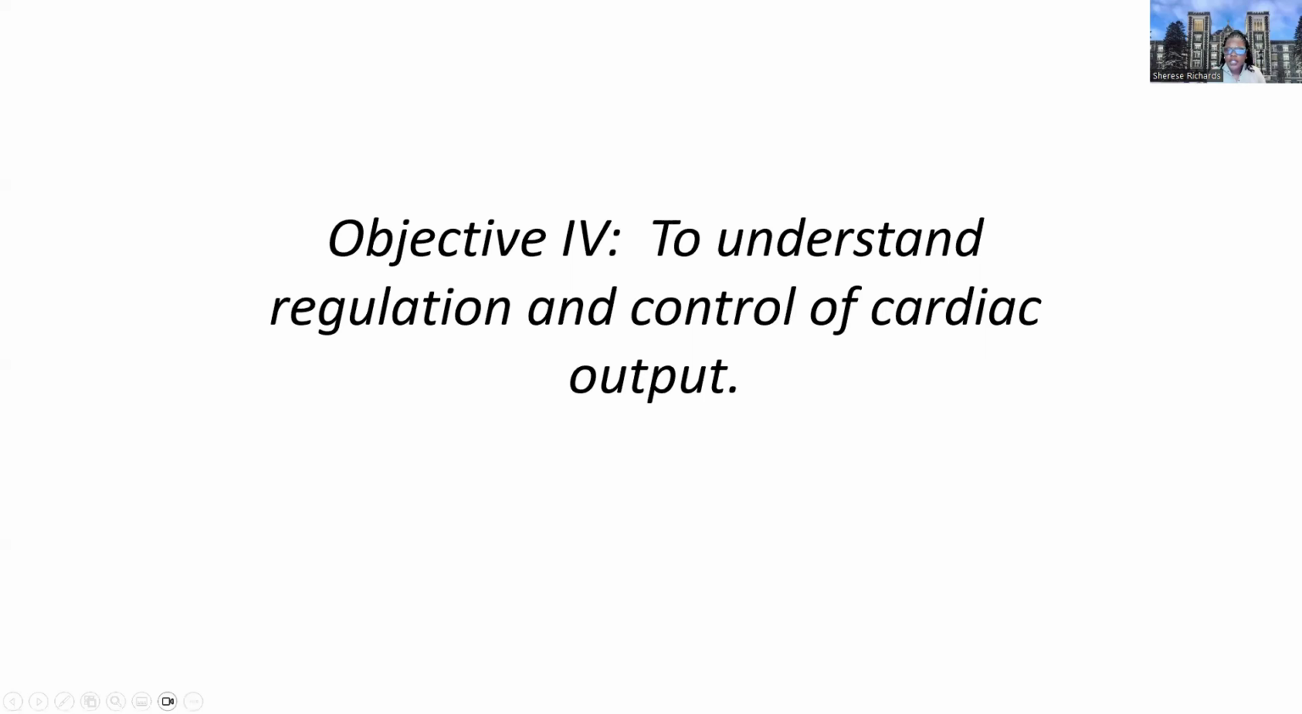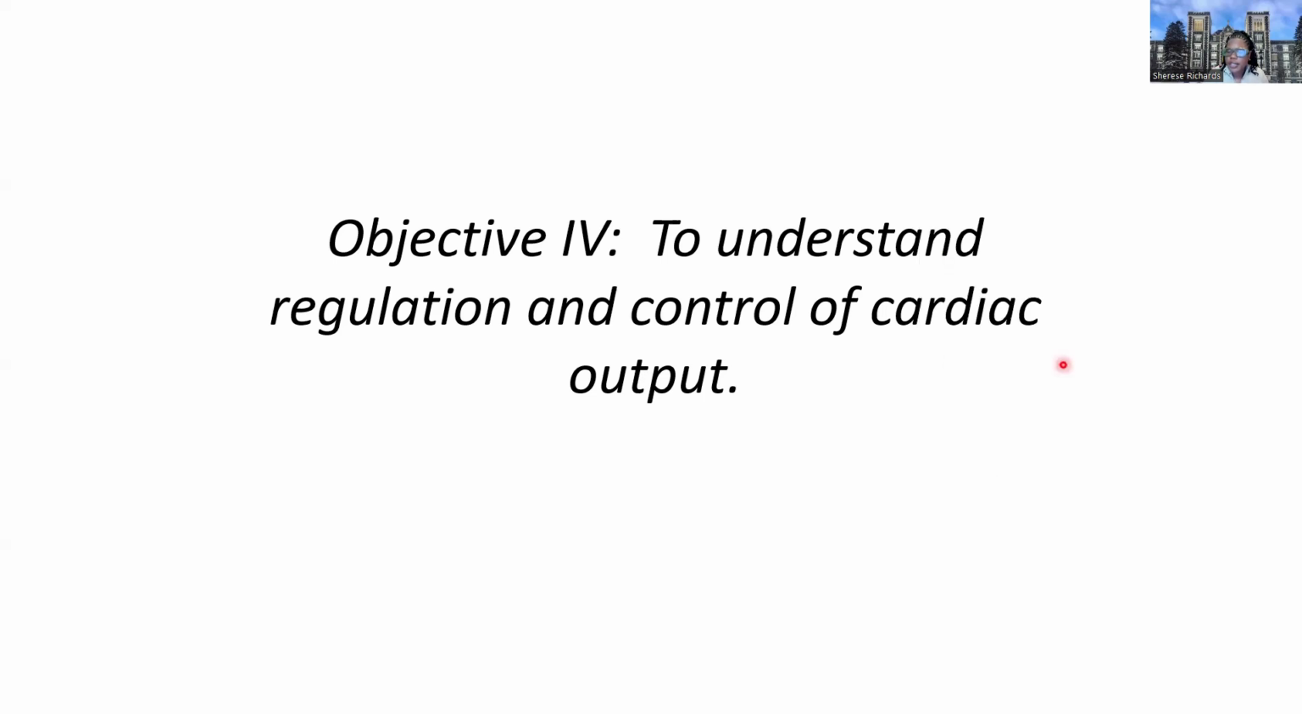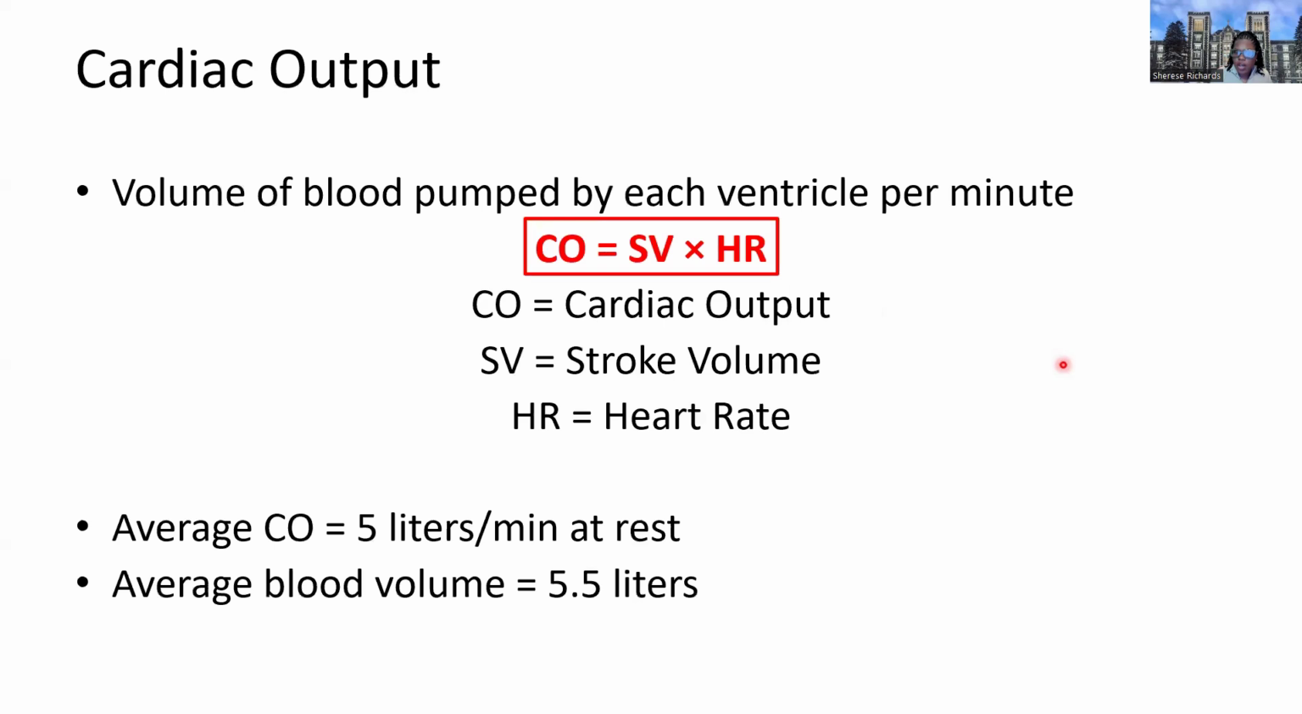And final objective: to understand regulation and control of the cardiac output. So we've spoken a lot about the structure of the heart, the electrical activity of the heart, the phases of the cardiac cycle. What we're going to do is put all of that together and speak about how heart function is regulated. We refer to the total volume of blood that is moved through the ventricle as the cardiac output. But what are the factors that can regulate that?